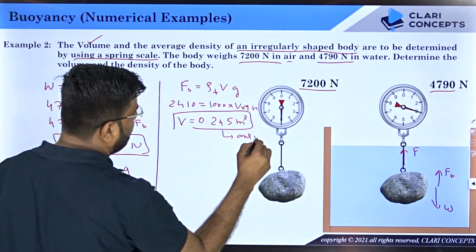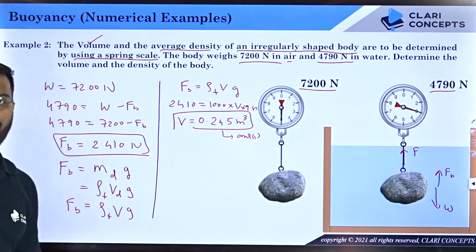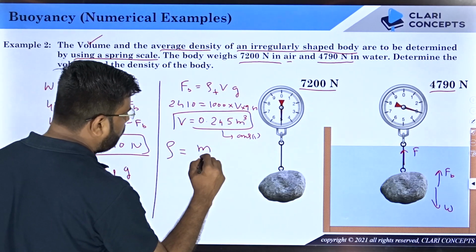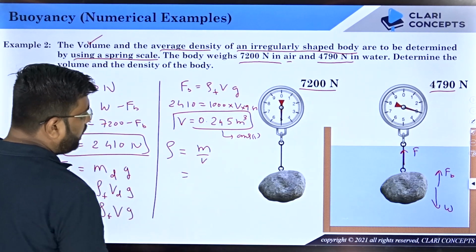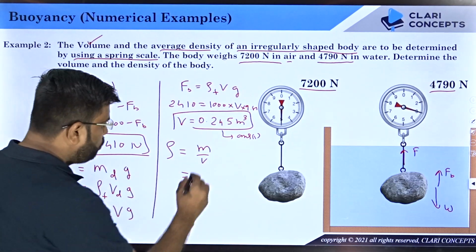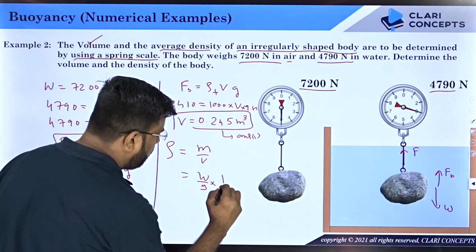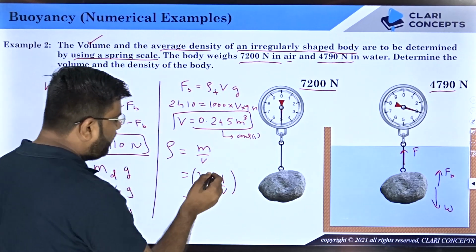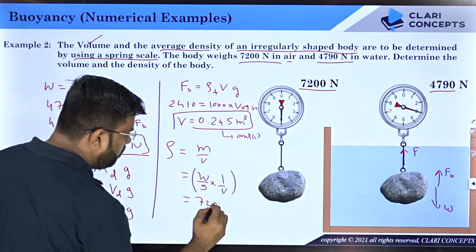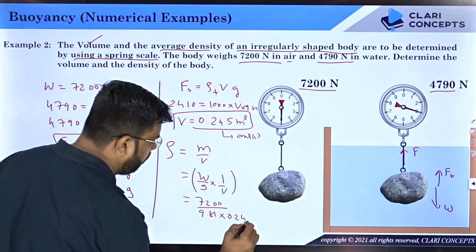Now, what else are they asking you? They are asking to find the average density. When you want to find the average density, density of the body should be equal to mass by volume. What is mass of the body? Can I say mass of the body is the weight of the body divided by g? So mass will be weight by g, and then volume is 1 by V as it is, because weight is mass into g. So what is weight? 7,200. Then g is 9.81. Volume is 0.245.